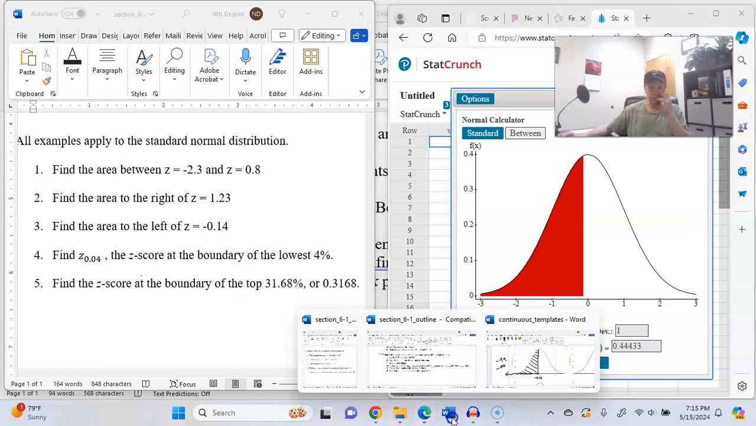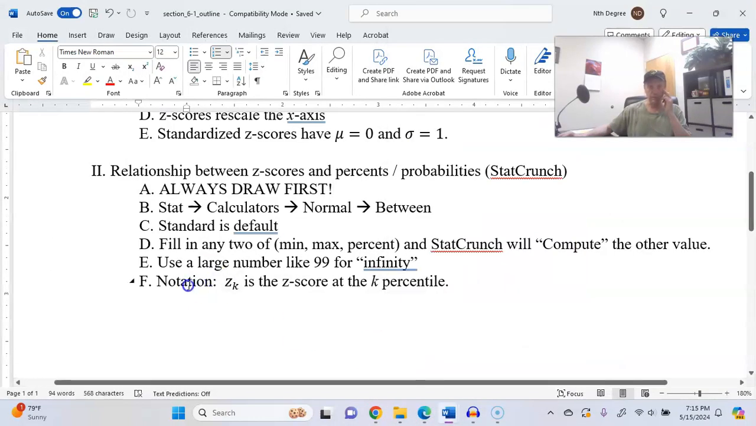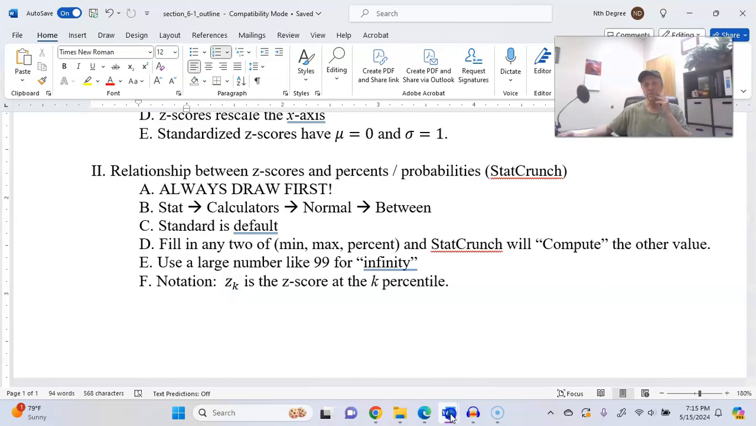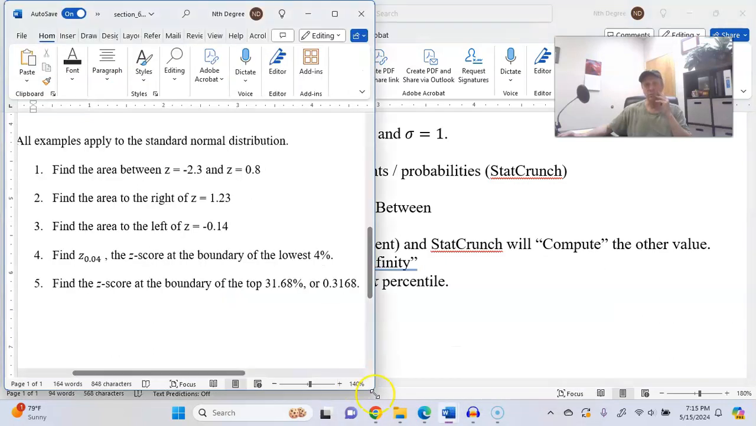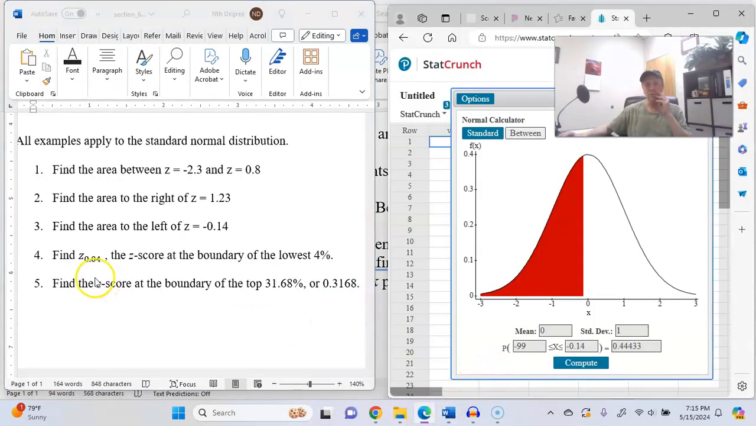I've summarized that for you in your lecture outline here. We use the notation z with a subscript of k to indicate the z-score at the k percentile. And of course, this k is written in decimal format. So the way it's written here is 0.04. We all know that that's really the same as 4%. That's 0.04 as a decimal.